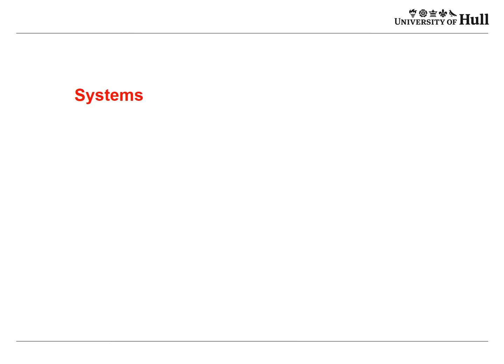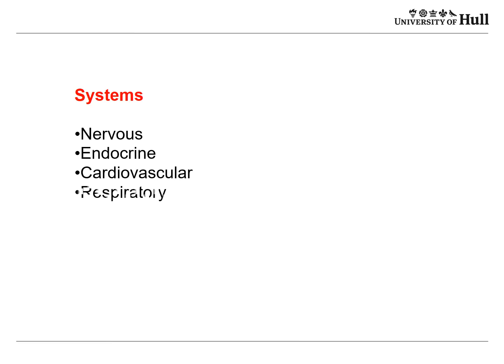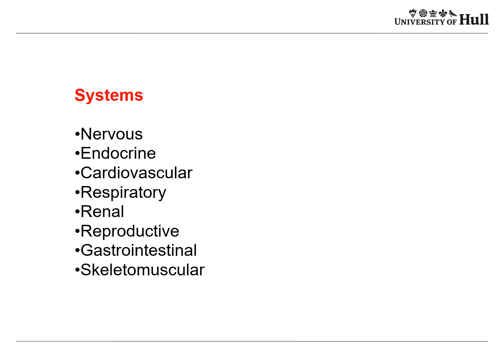Systems are collections of organs. Therefore, the nervous system, which is composed of the brain and the spinal cord, the endocrine system, cardiovascular system, respiratory system, renal system, reproductive system, gastrointestinal system, skeletal-muscular system, and the immune system, and we will look at most of these in the sessions which follow this introductory session.